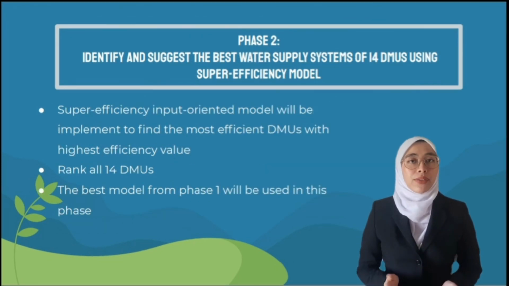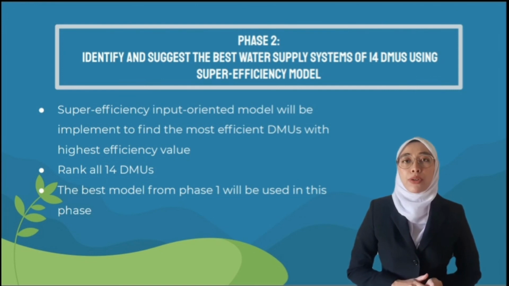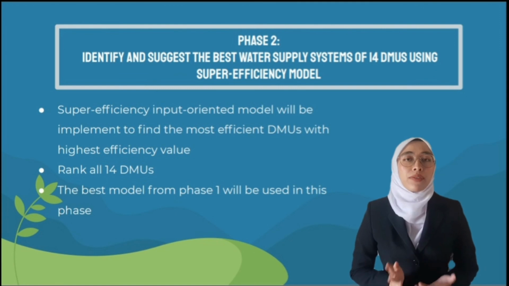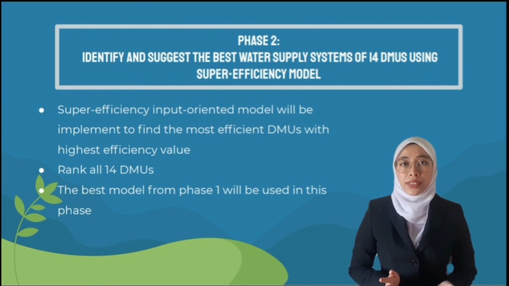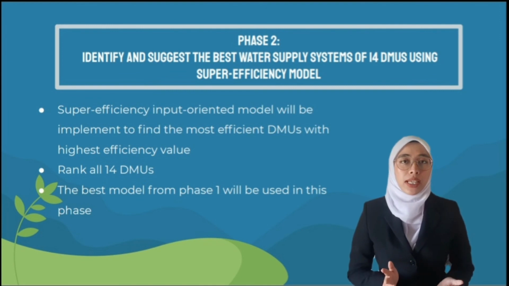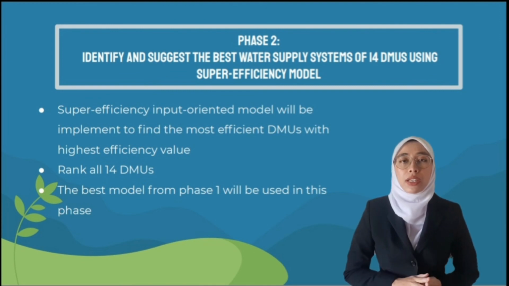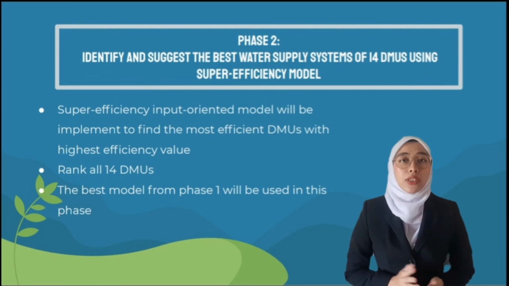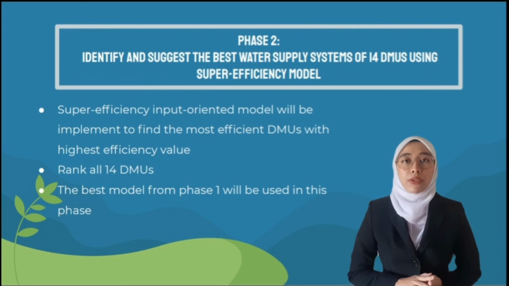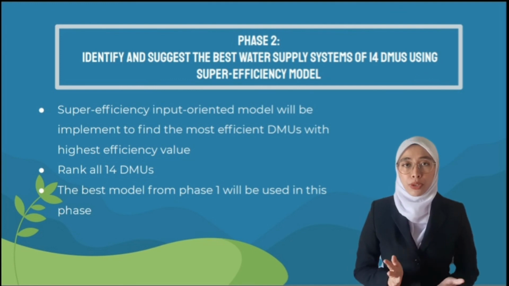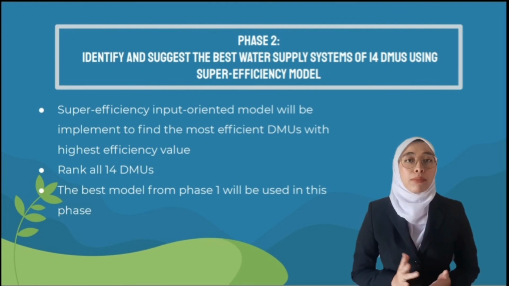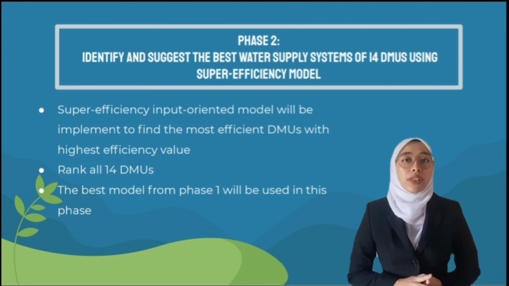The next phase is phase 2, where we identify and suggest the best water supply system of 14 DMUs using the super efficiency input-oriented model. This model will be implemented in this phase to find the most efficient DMU with the highest efficiency by ranking all 14 DMUs in order to be set as a benchmark for other water supply systems. In this phase, we use the best model from phase 1. The most efficient DMU is the one with the highest efficiency value.